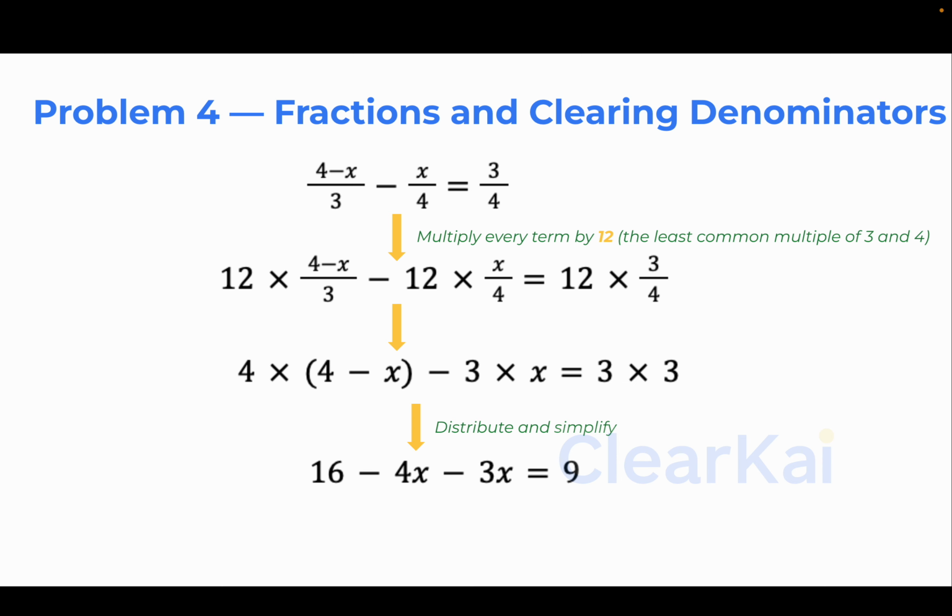4 times 4 is 16, and 4 times negative x is negative 4x. So the equation becomes 16 minus 4x minus 3x equals 9. And now all the fractions are gone. We've turned this messy fraction equation into a nice, clean, linear one.